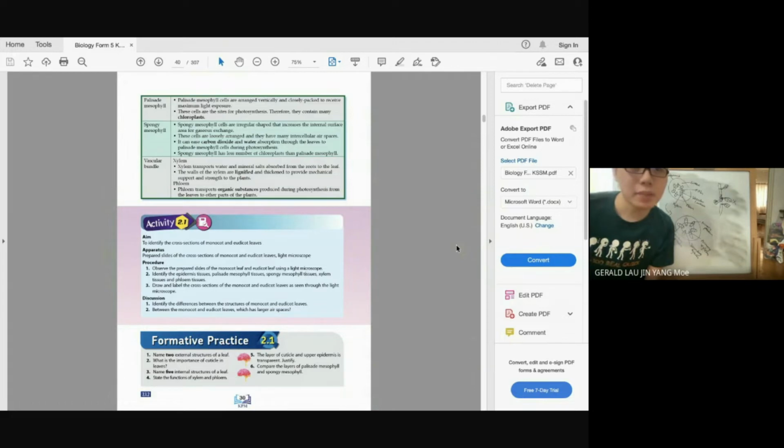Vascular bundle, you have xylem and phloem. Remember, xylem is on top of the phloem. Xylem transports water and mineral salts from roots to the leaf. Walls of xylem are lignified and thickened to provide mechanical support and strength, which means they have lignin. Phloem transports the organic substances produced by the leaves, like your starch, glucose, sucrose, all these will be transported by the phloem and the sieve tube element.